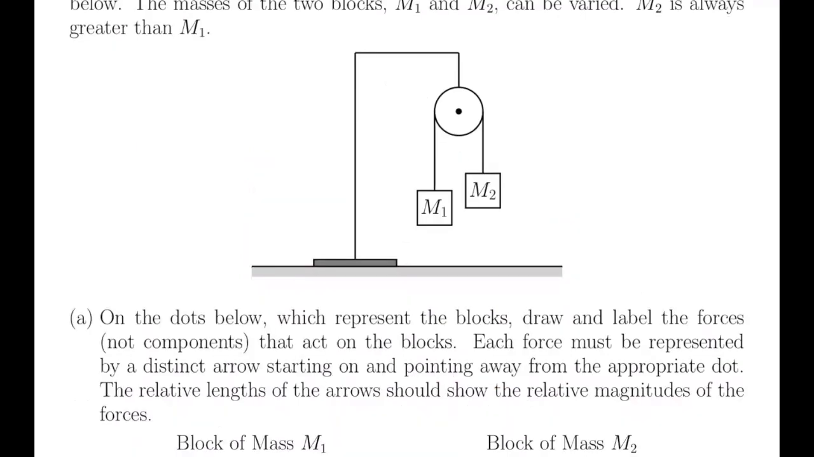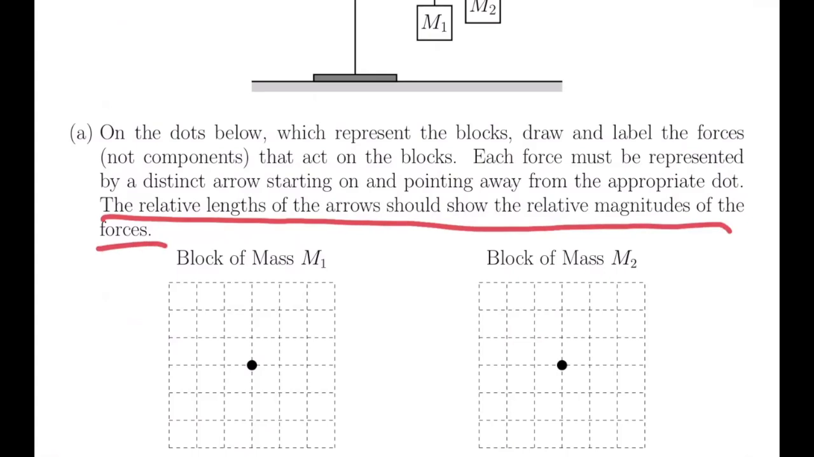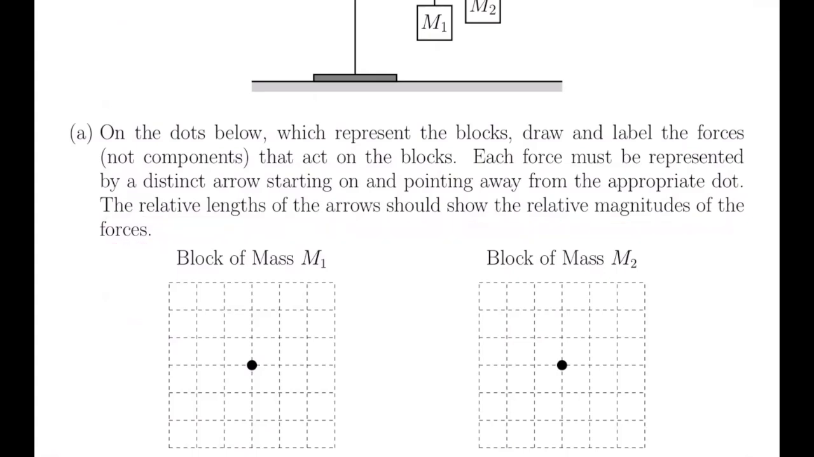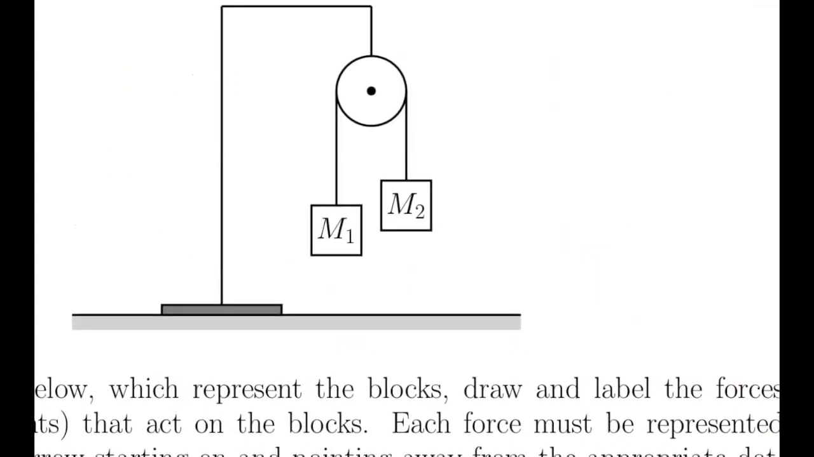Part A. On the dots below, which represent the blocks, draw and label the forces, not components, that act on the blocks. Each force must be represented by a distinct arrow starting on and pointing away from the appropriate dot. The relative lengths of the arrows should show the relative magnitudes of the forces. Okay, so we're trying to draw a free body diagram. So let's look at M1. What forces are acting on M1?